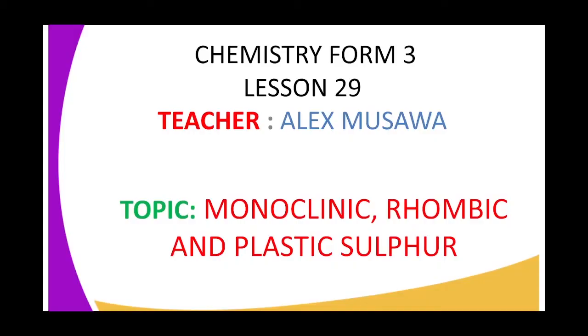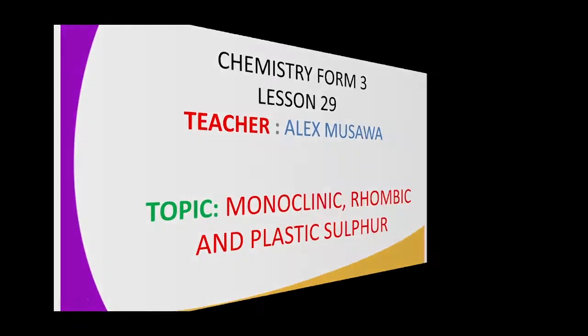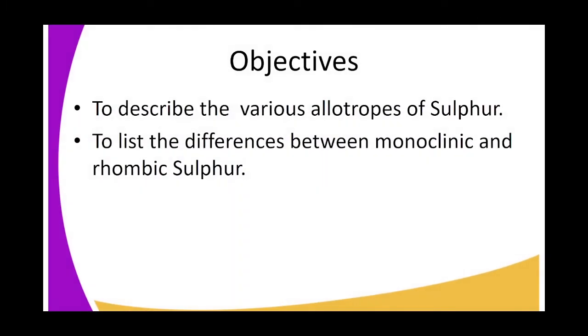Our lesson number is 29. Our topic is Monoclinic Sulphur, Rhombic and Plastic Sulphur. The objectives of this lesson are: number 1, to describe the various allotropes of sulfur; number 2, to list the differences between monoclinic and rhombic sulfur.